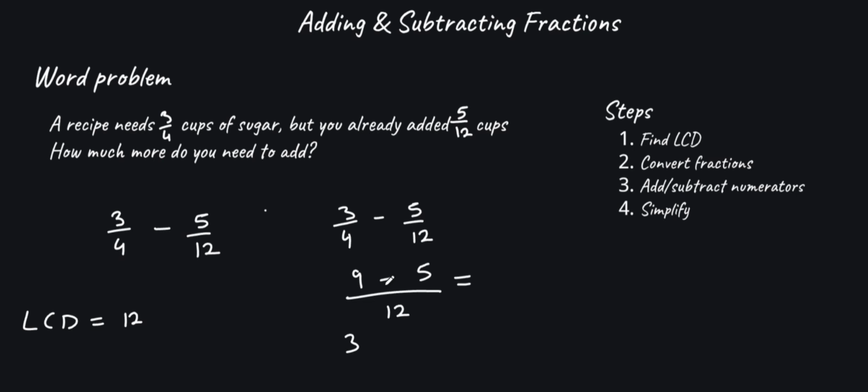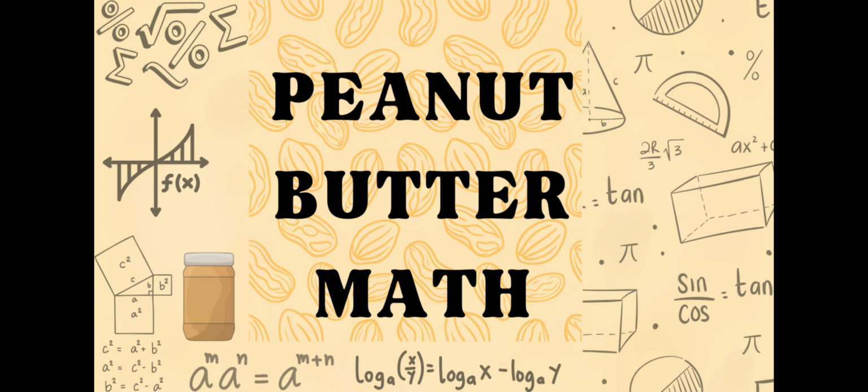Now, what's 9 minus 5? It's 4. So it's 4 over 12. We can leave it like this, but then we know that 4 can go into 12. So divide everything by 4 here. So 4 divided by 4 is 1. 12 divided by 4 is 3. So that's your answer, 1 over 3.